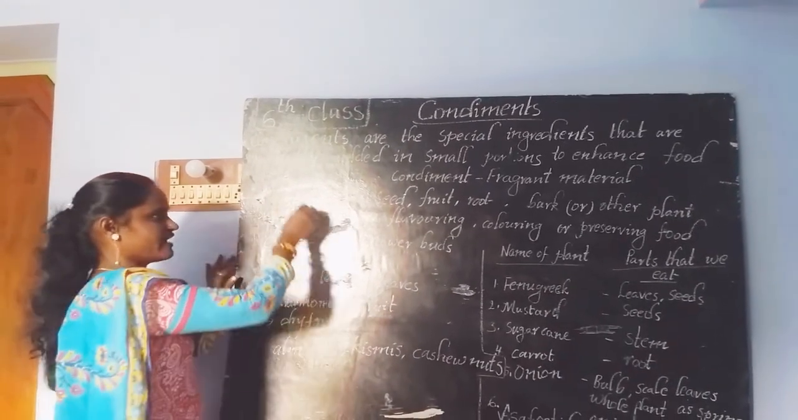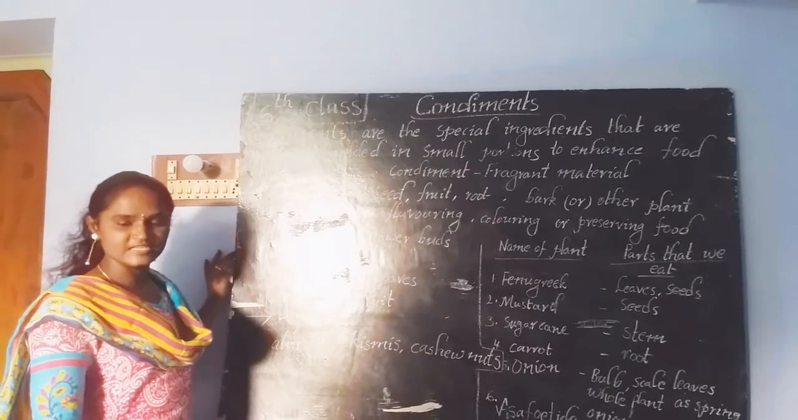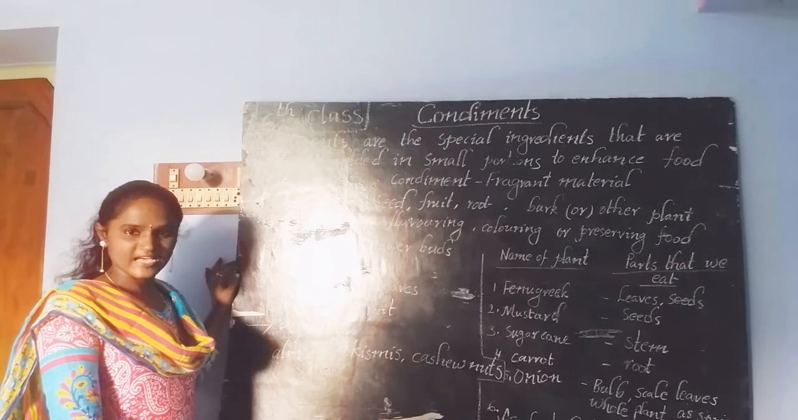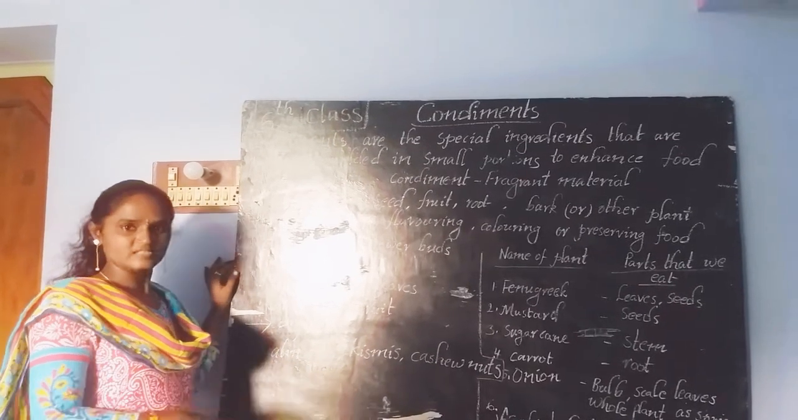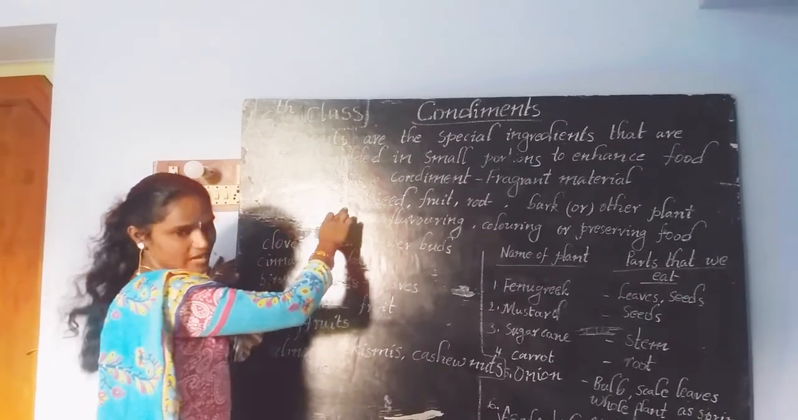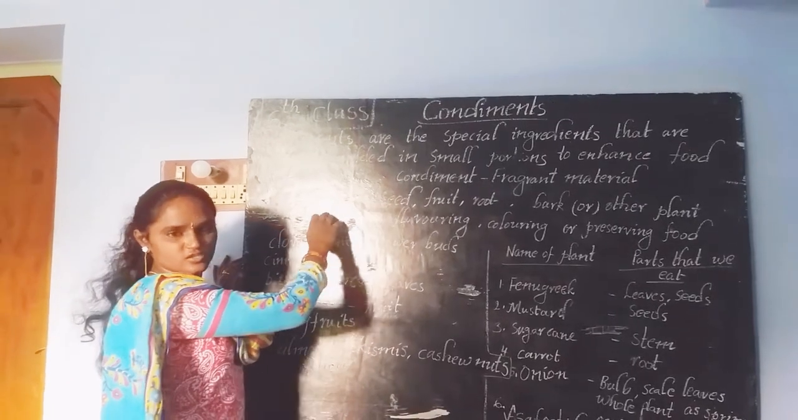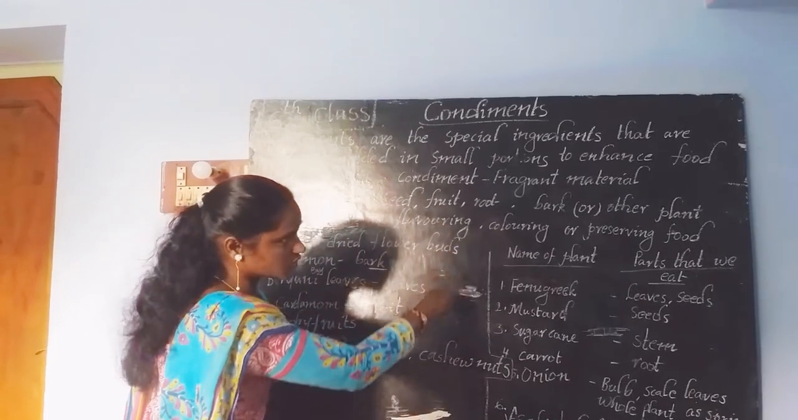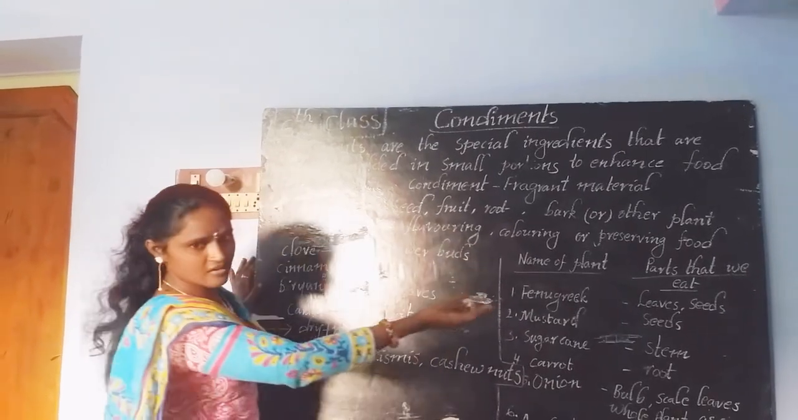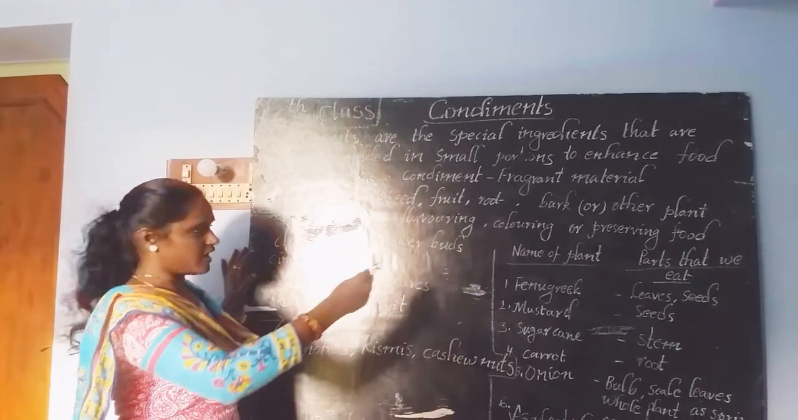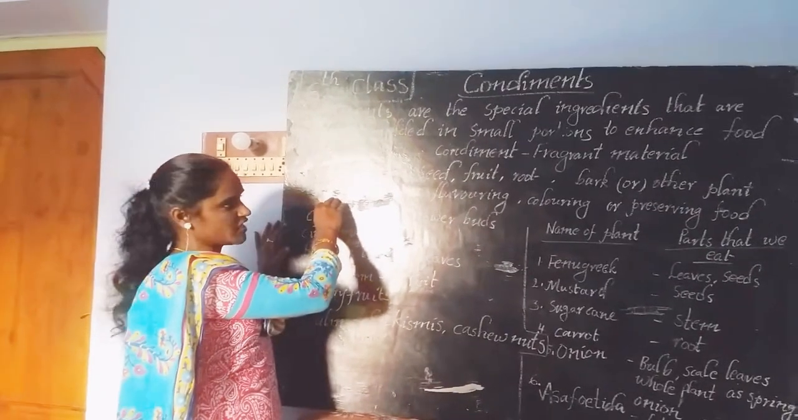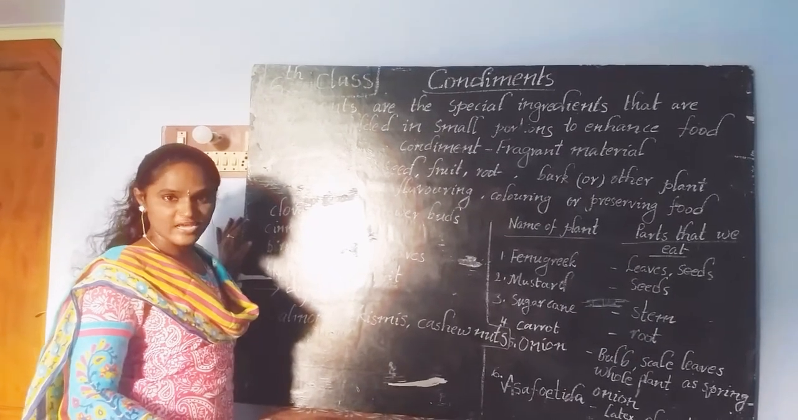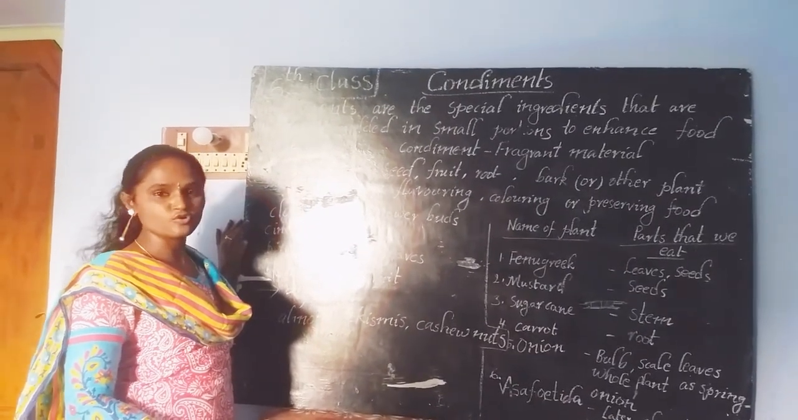Okay, now just have a look. We also call some of the condiments spices. See here, spices are any kind of seed, fruit, root, bark or other part of a plant, used for flavoring or coloring of our food while we are cooking.